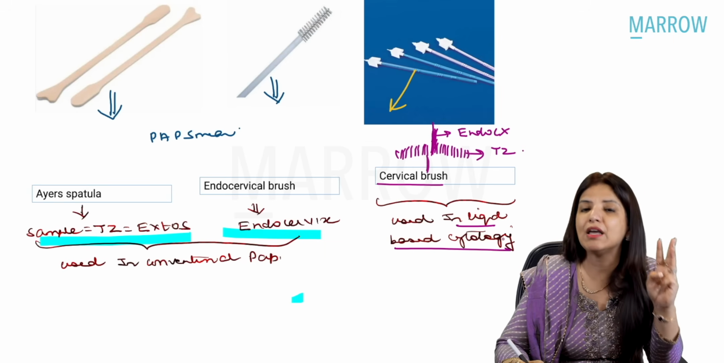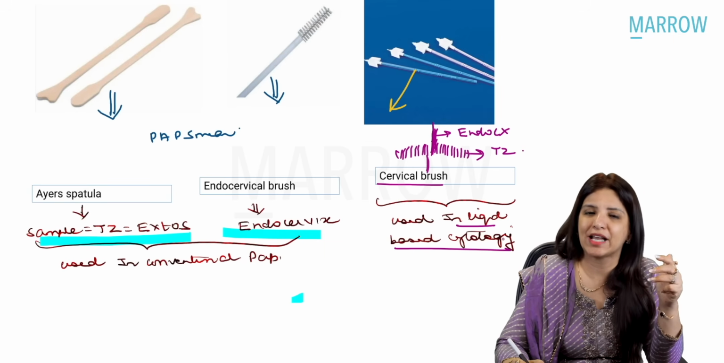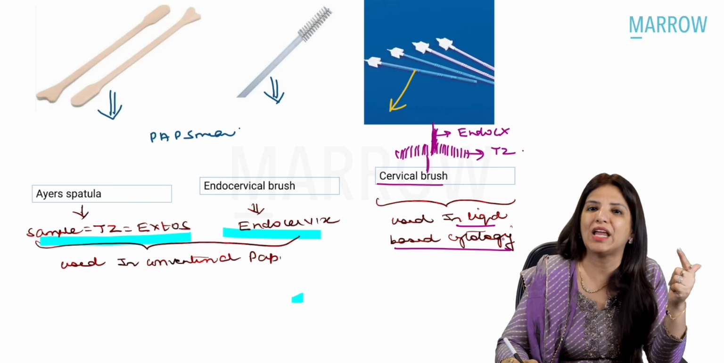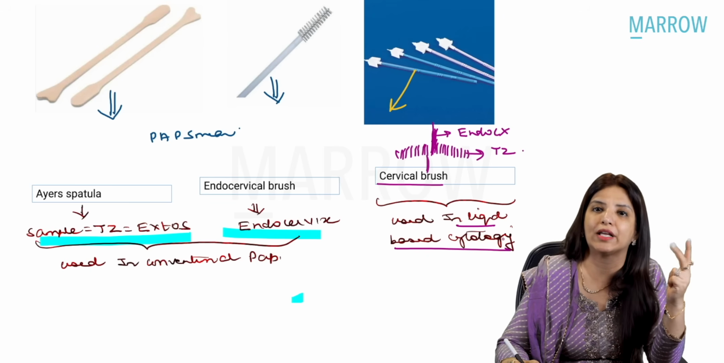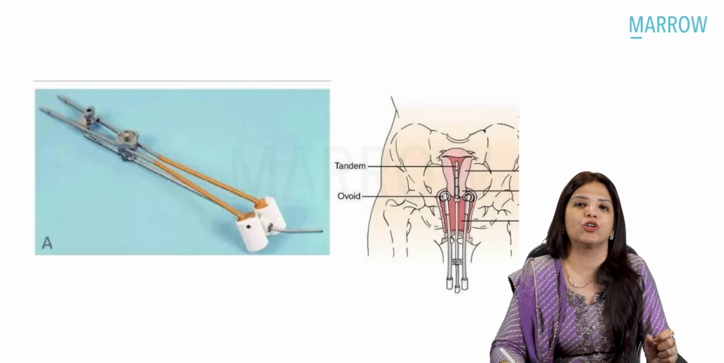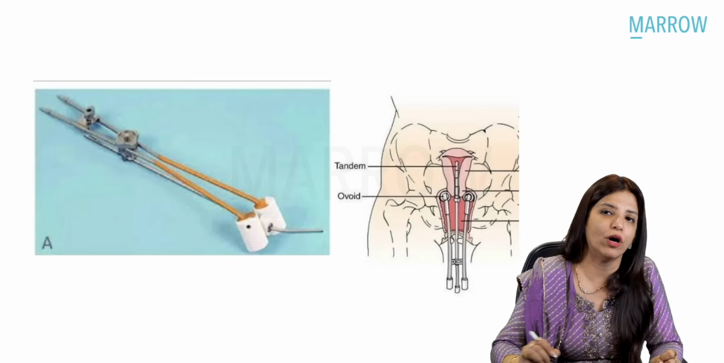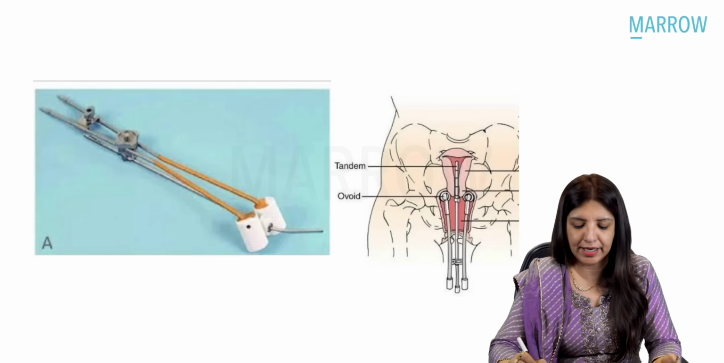So there are three advantages of liquid-based cytology. Number one, it has a better pickup rate. Number two, bleeding is not a contraindication. And number three, you don't require a separate sample for HPV DNA testing.